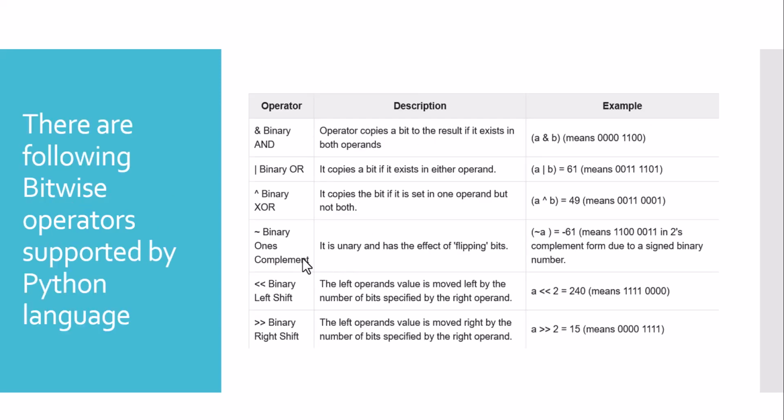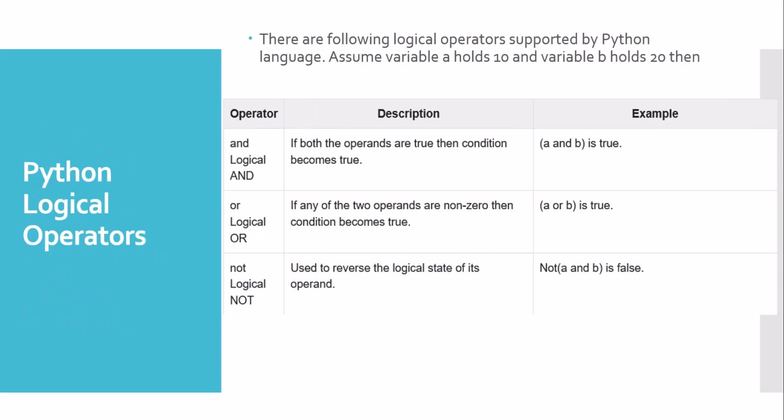Similarly, binary ones complement is unary and has the effect of flipping bits. Let's move to the next section.